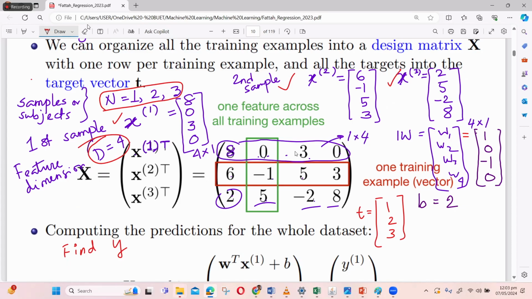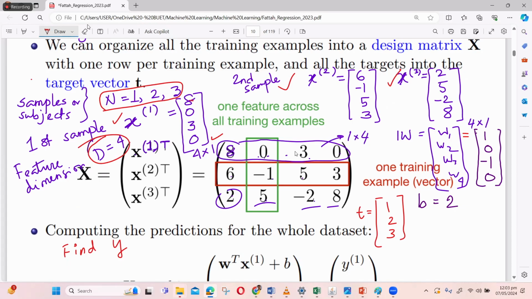So if you have not noted it down, what is given to you is data for 3 students, 3 samples, 3 experiments, something like this. Different names, they have different names. So for each experiment, you have the feature values. You can see the feature values. First experiment, the feature values are 8, 0, 3, 0.